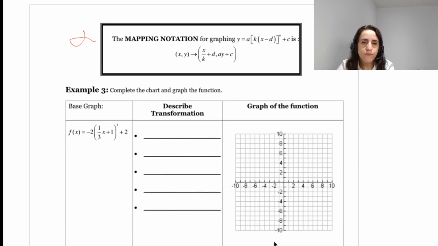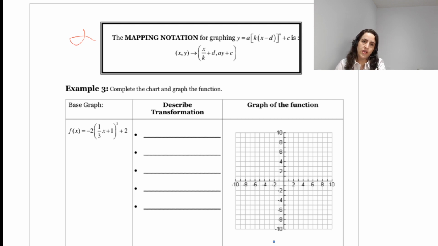Okay, I'm gonna start with the mapping notation. Many of you learned mapping notation in grade 11. In grade 11, you learn how you can transform a parent function to its family with a stretch or compress vertically, horizontally, or shifting to the right, left, or moving up or down. Now we want to do the same things here for the cubic function.